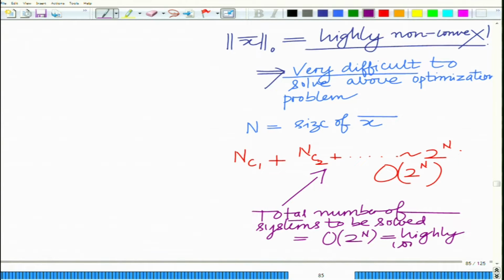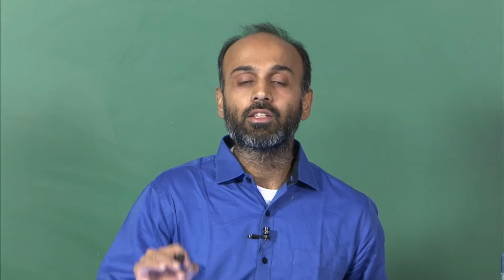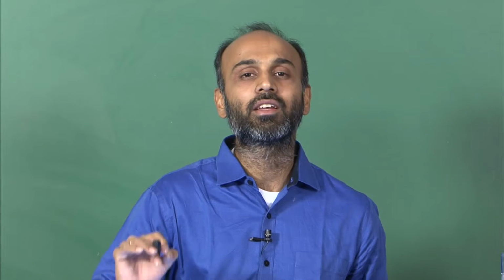Which is highly complex. For instance, if you have a signal vector x bar of dimension 100, then you have to solve something of the order of 2 to the power of 100 systems, which is impossible. That cannot be solved by any known computer either now or in the very far future. So, the point is that although it is very simple to state this optimization problem, it is an extremely complicated optimization problem to solve.